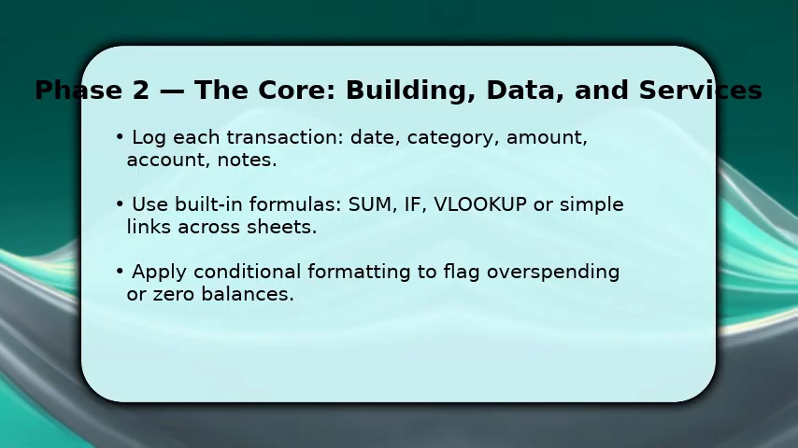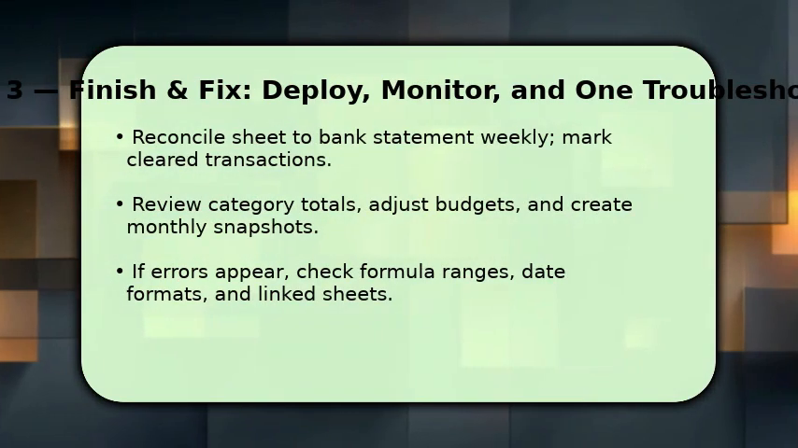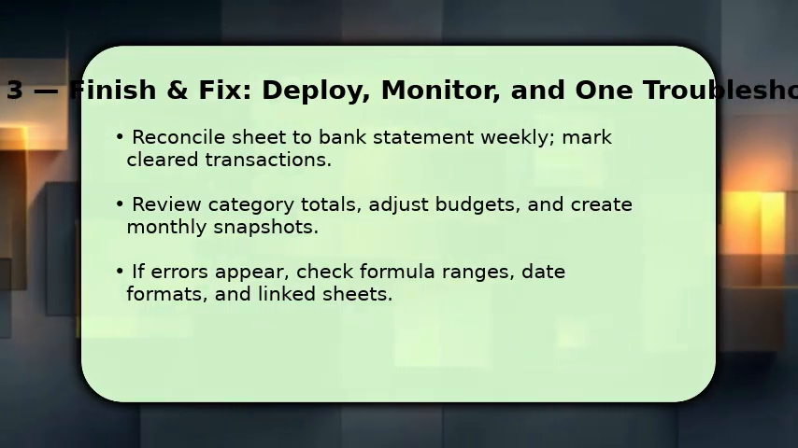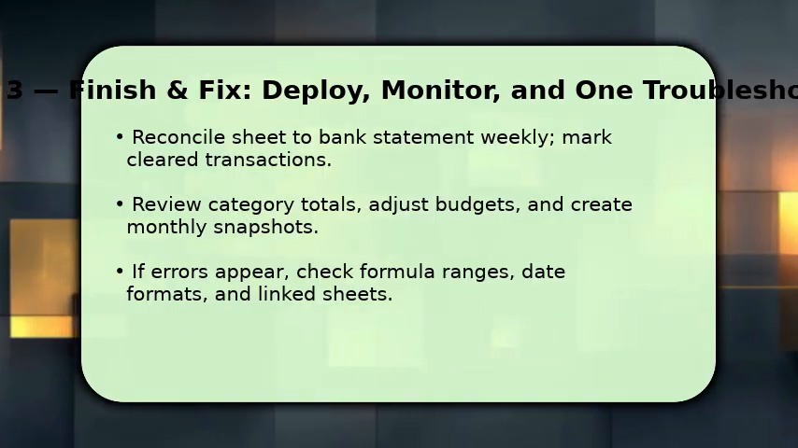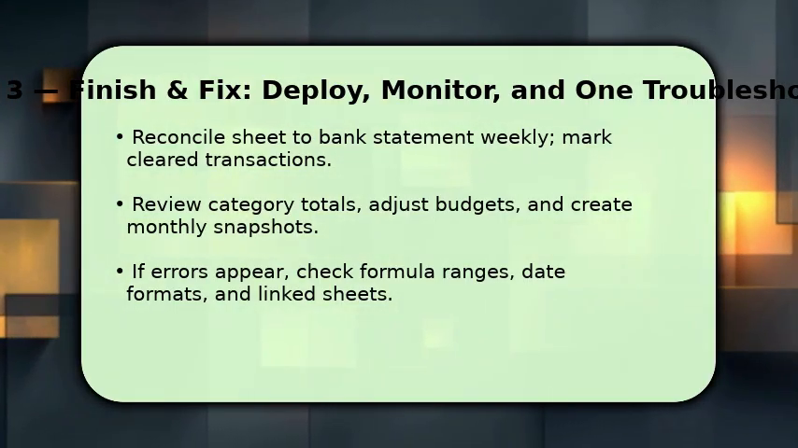You finish by reconciling. Match the sheet to your bank statement and mark cleared transactions so balances align. Review category totals and adjust budget targets. Copy a monthly snapshot to archive performance. Export CSV or PDF for records and tidy metadata like sheet name and version.